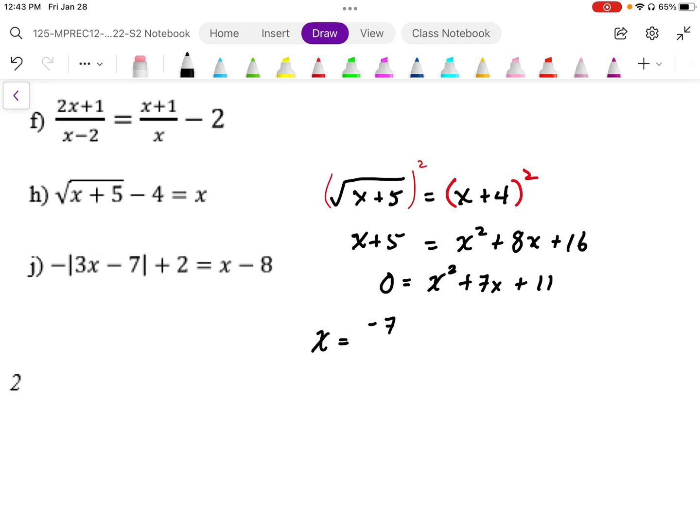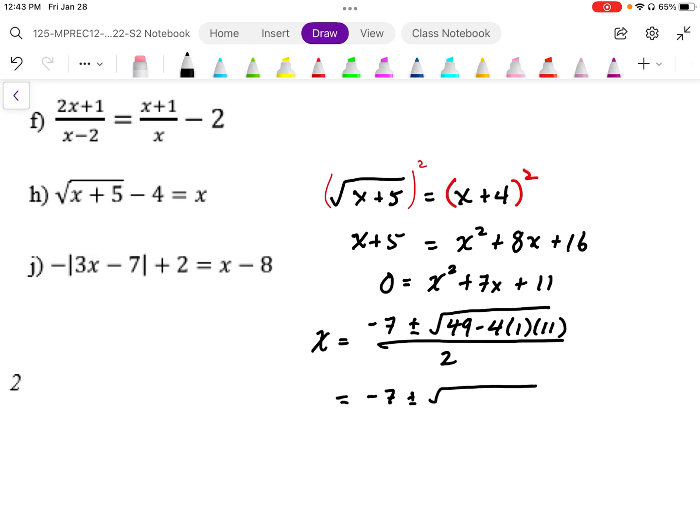So I end up with negative 7 plus or minus the square root of 49 minus 4 times a times c, all over 2a. So that simplifies to, looks like, negative 7 plus or minus the square root of 5, all over 2.